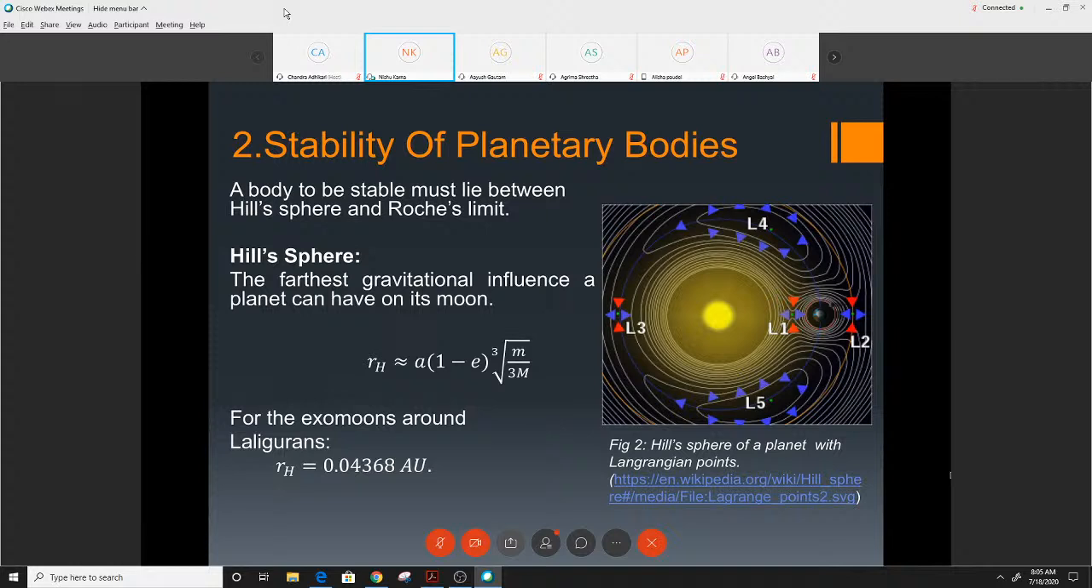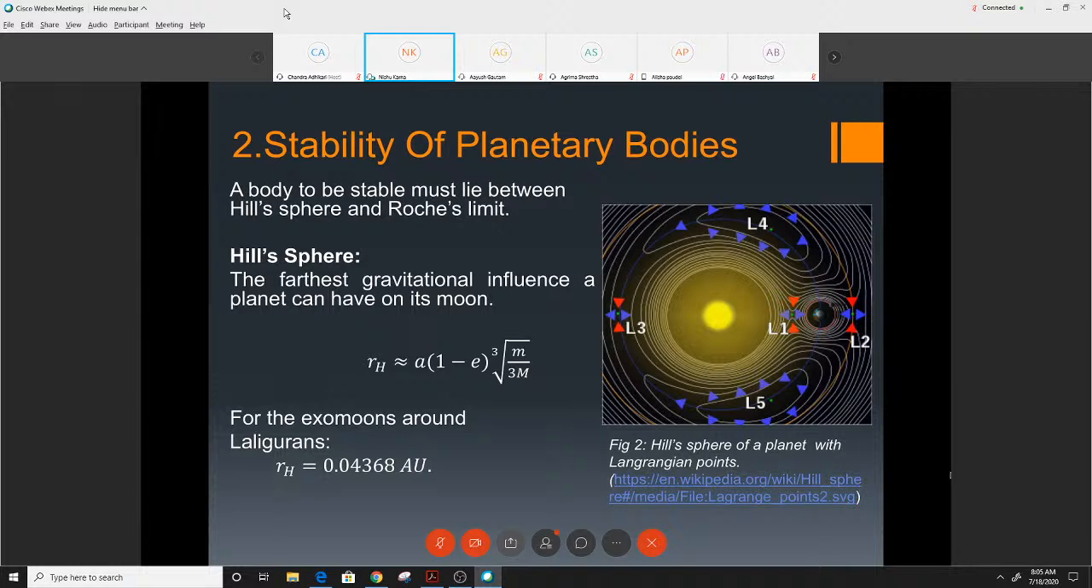If somehow it escapes from there, it will be attracted by the Sun and be inside the Sun's Hill's sphere. Instead of revolving around the Earth, it starts revolving around the Sun. So for a satellite to be stable and revolving around its own primary body, it needs to be inside the Hill's sphere of its own primary body.